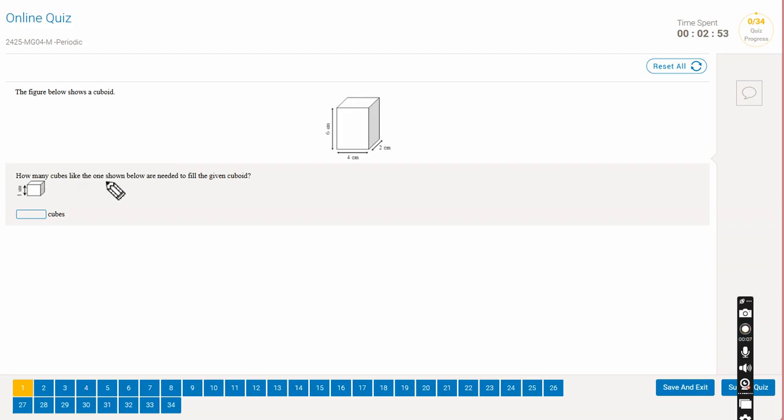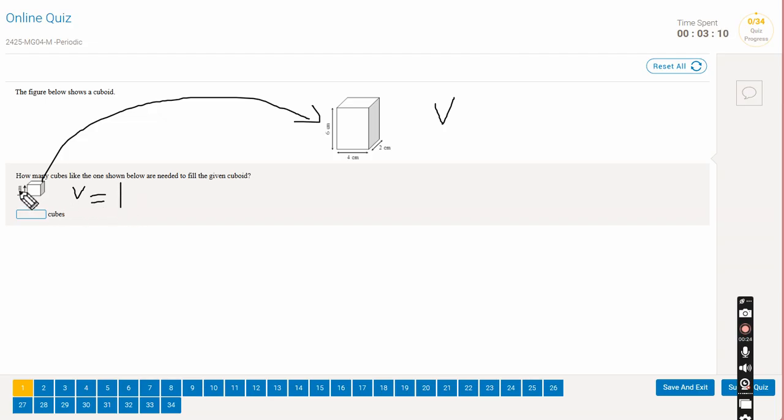How many cubes like the one shown below are needed to fill the cuboid? So how many of these will fill this shape, this cuboid? What are you supposed to do? You're supposed to find the volume of both of them and check how many of these smaller cubes will fit into the larger cube. So here, what will you do?